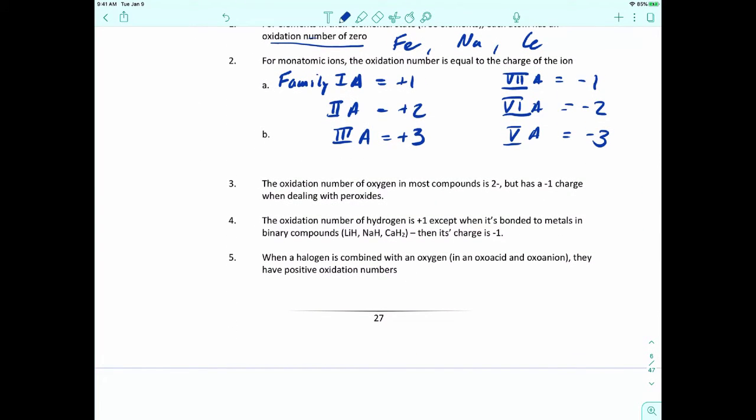Third one: oxygen usually is going to be 2-, but when you're dealing with a peroxide, like hydrogen peroxide, oxygen carries a -1 charge. Okay. Fourth rule: the oxidation number of hydrogen is +1, except when it's bonded to a metal. Like, let's say you have lithium and it's bonded to a hydrogen. So you have lithium hydride. In that case, hydrogen would carry a -1 charge.